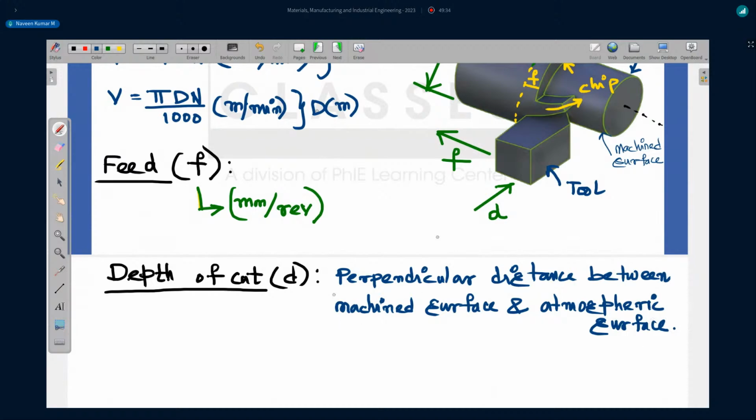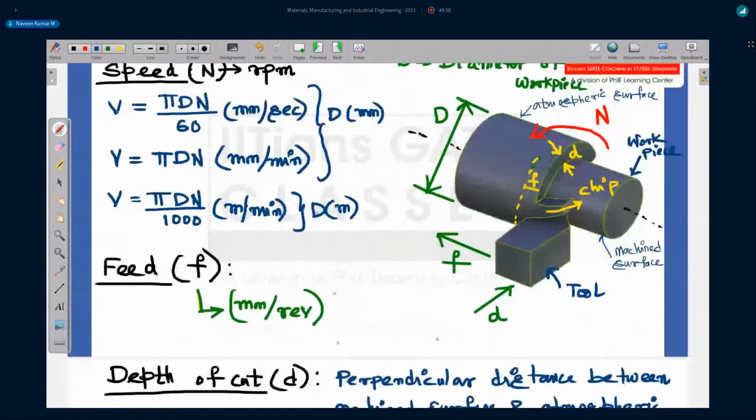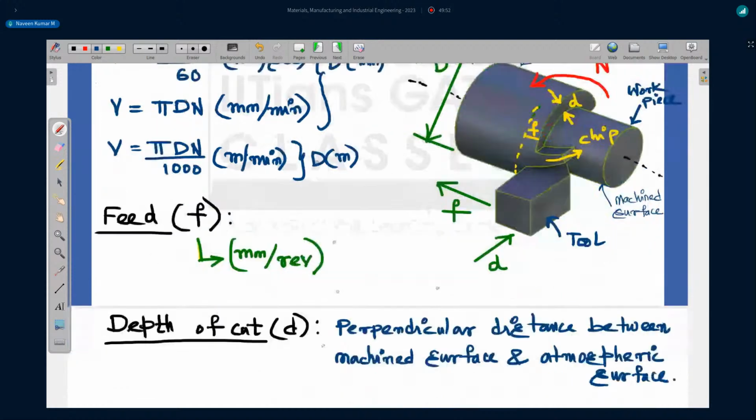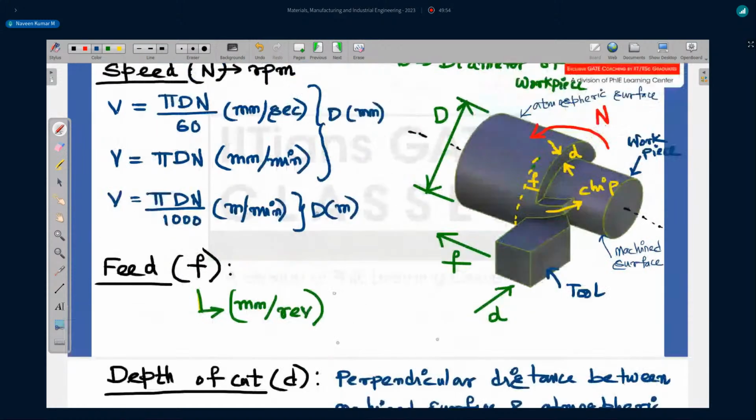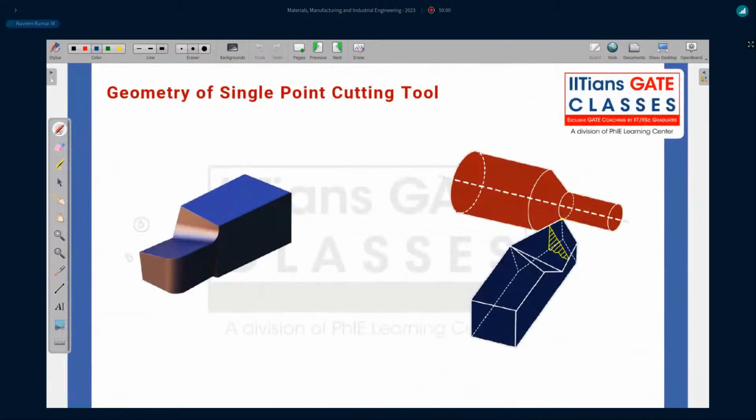Good. So now we are done with all the three cutting process parameters. Those are speed, which is in RPM, and feed, which is F, meaning for one rotation, the movement of the tool. So 1 mm of tool movement per one revolution of the workpiece. Depth of cut is the perpendicular distance between the unmachined part and the machined surface. Good. Now, let's move on.